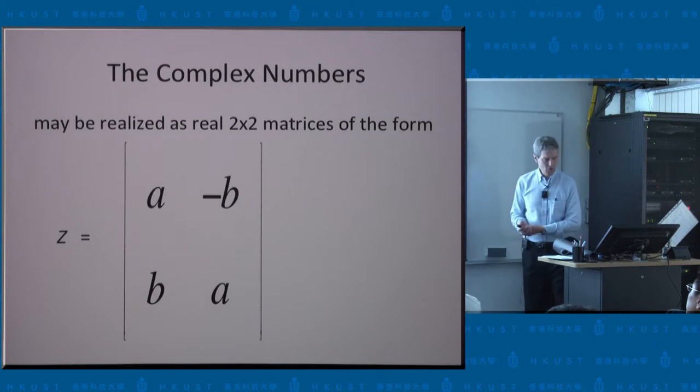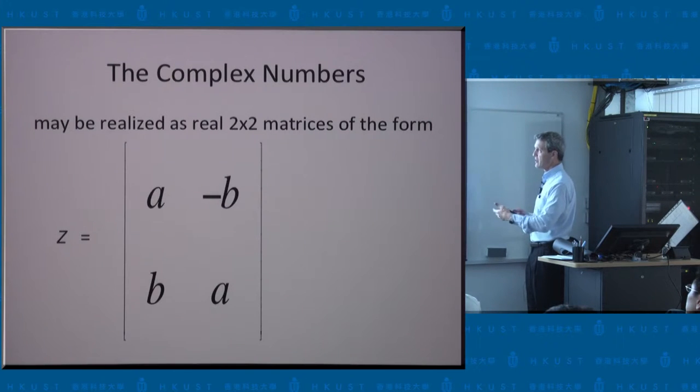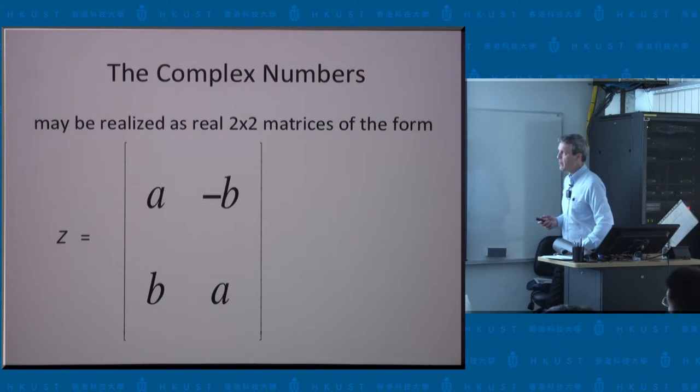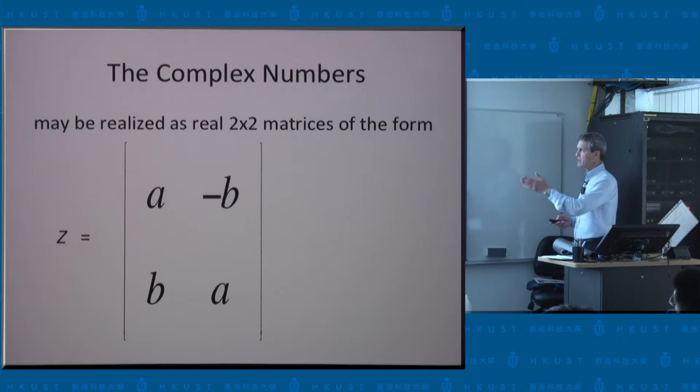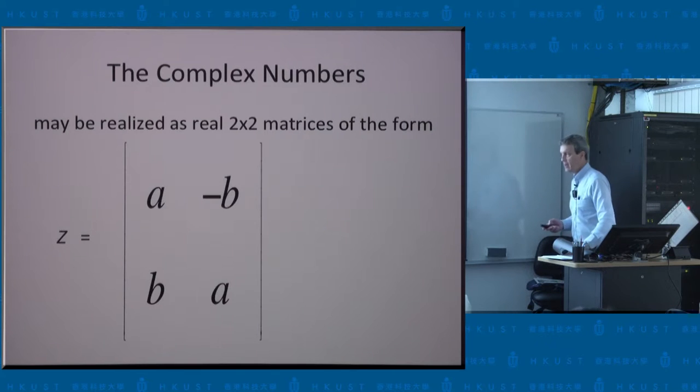So you probably met the complex numbers in high school as just sums of a plus ib, where a and b were real numbers. But a better way to meet them might be to meet them as 2x2 matrices. So if you take just matrices of the form a, minus b, b, a, you will find that when you multiply two of these together, you get another matrix of the same form.